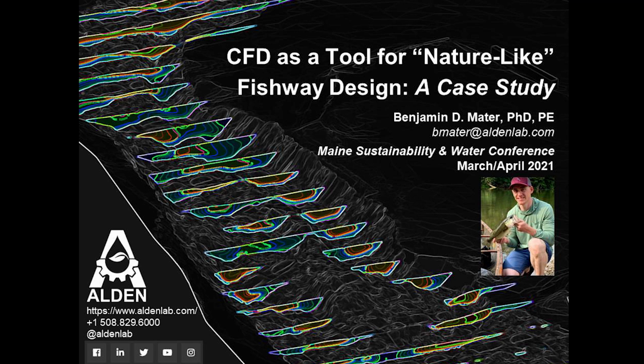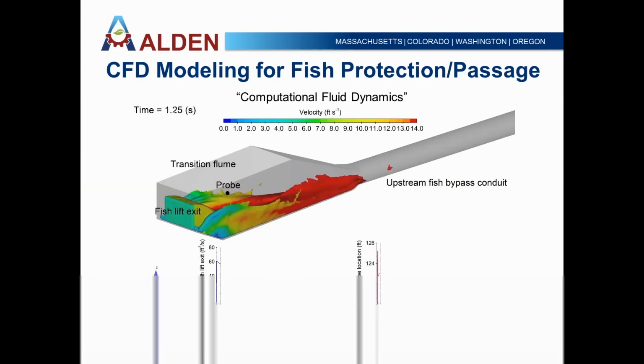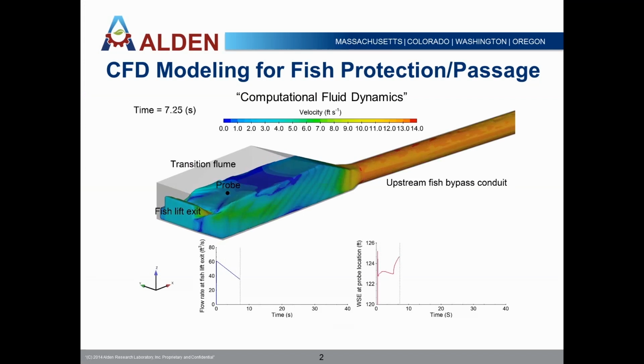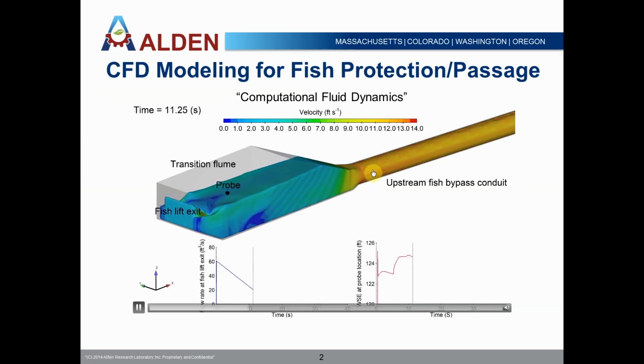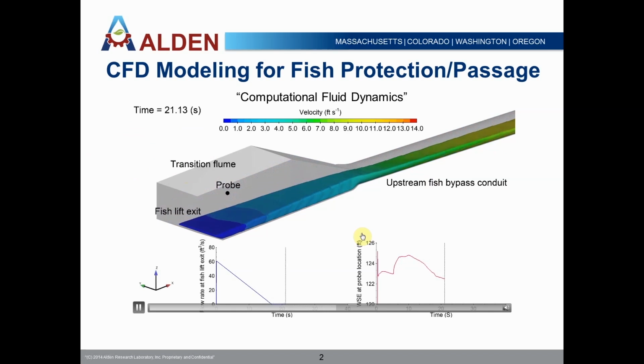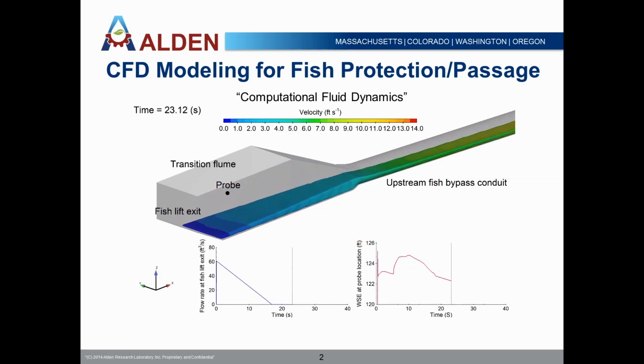My talk today is called CFD as a tool for nature-like fishway design, a case study. CFD, computational fluid dynamics, is a computer modeling tool that's often used within the realm of fish protection and passage. Here's an example: a flume that empties into a conduit, and a fish lift that goes up and dumps water and fish into this flume. Then we see the water go down the conduit and eventually up into the head pond.